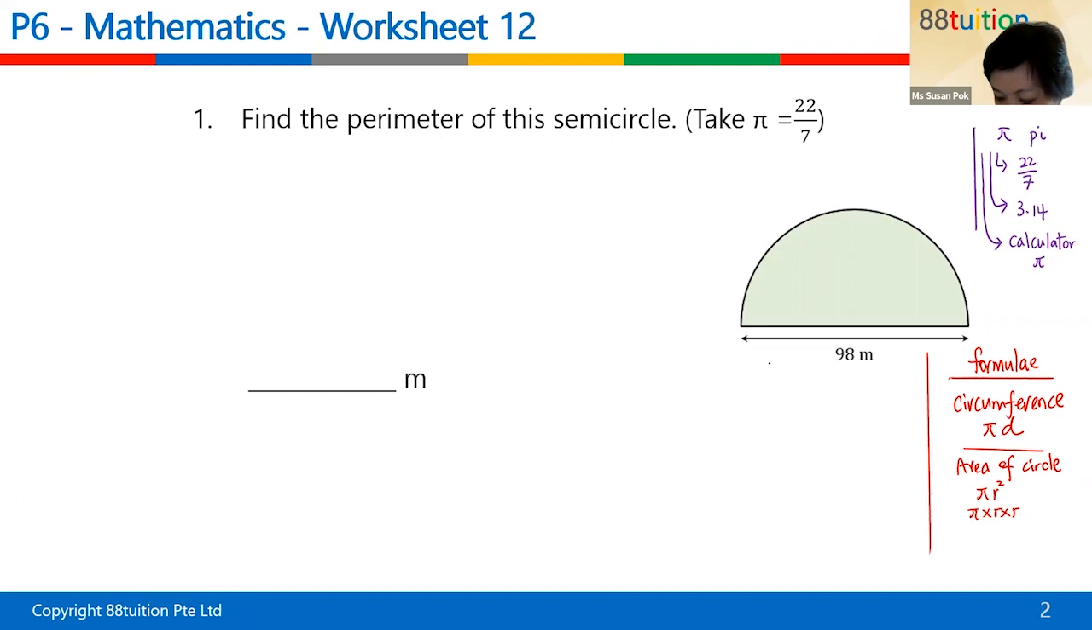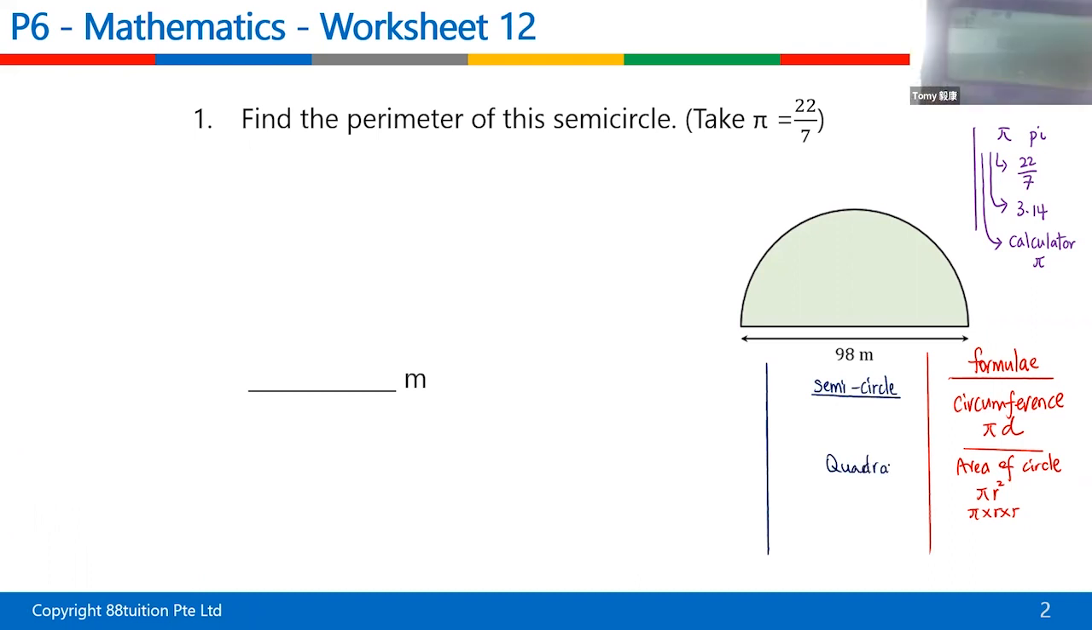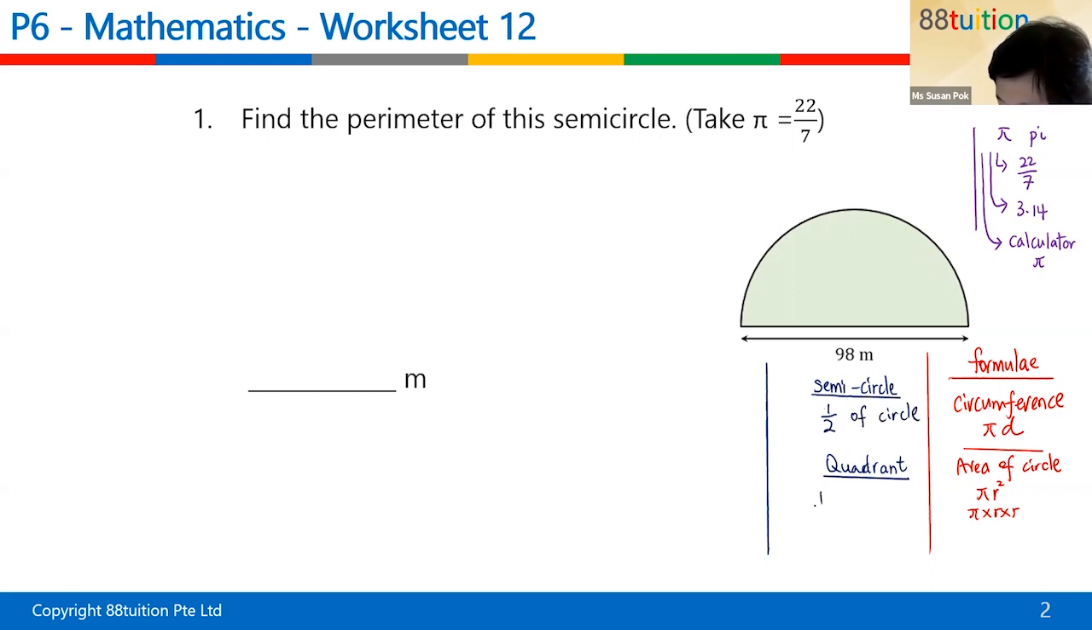Then after that, you will have shapes. Let's take a look. We call it a semicircle. Then we have a quadrant. I made a kind of weird thing. Okay, we have semicircle, we have quadrant. A semicircle is half of a circle. A quadrant is 1/4 of a circle.